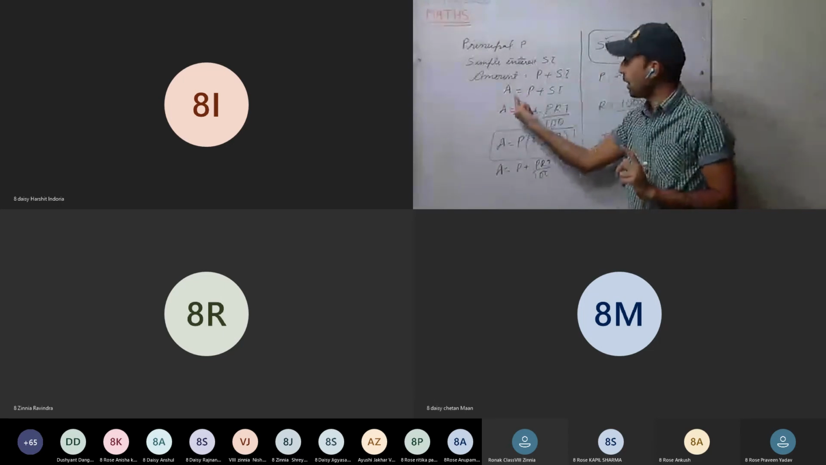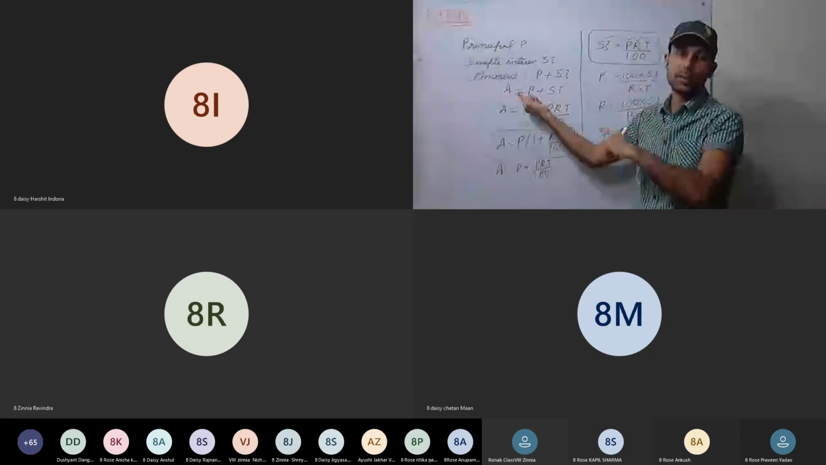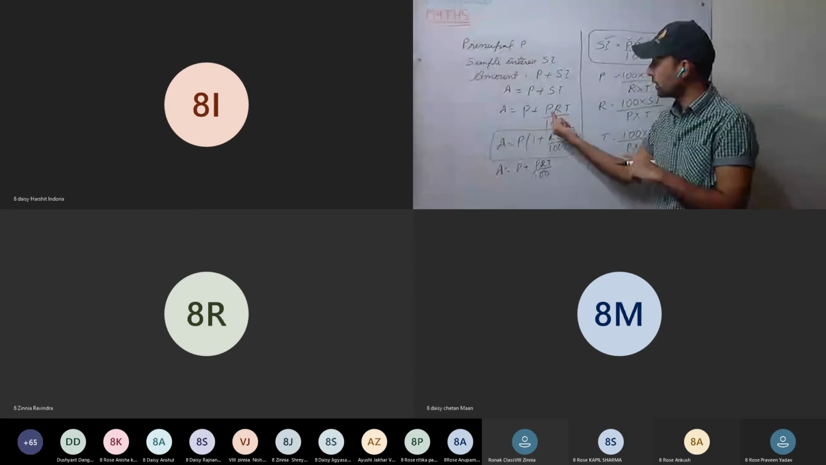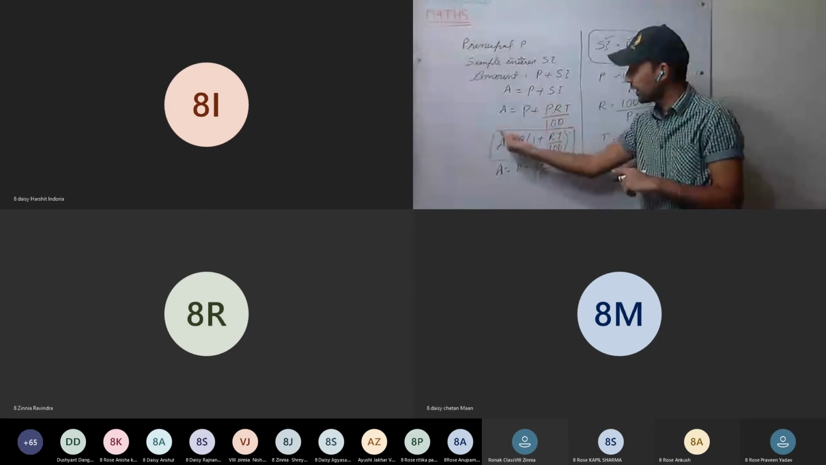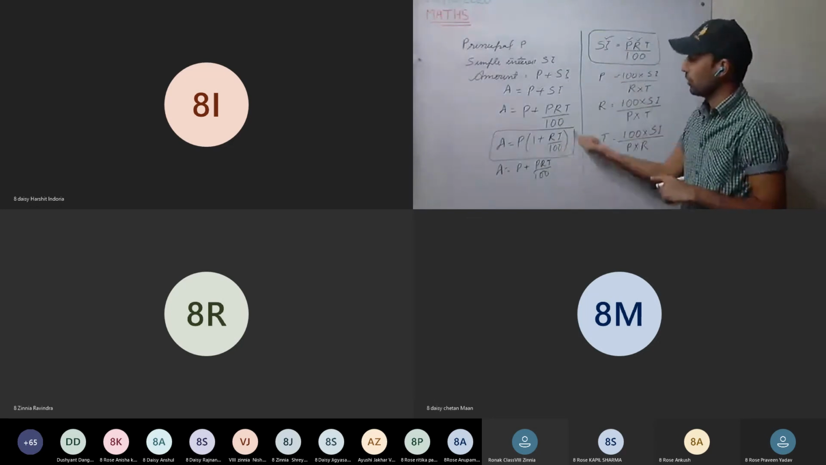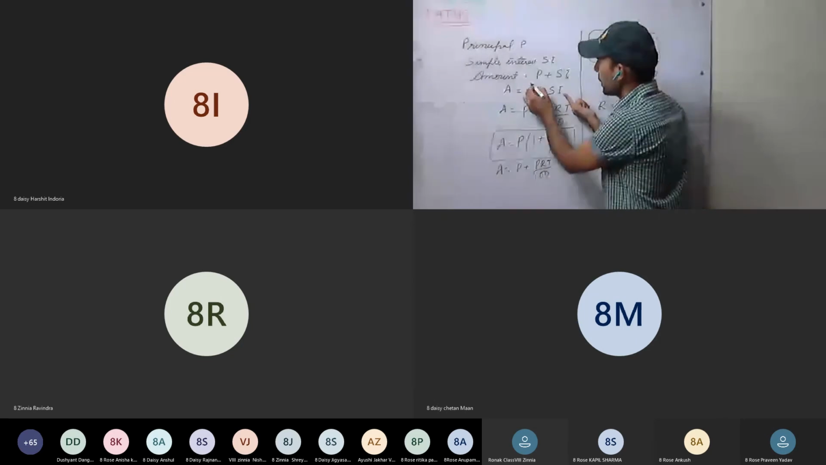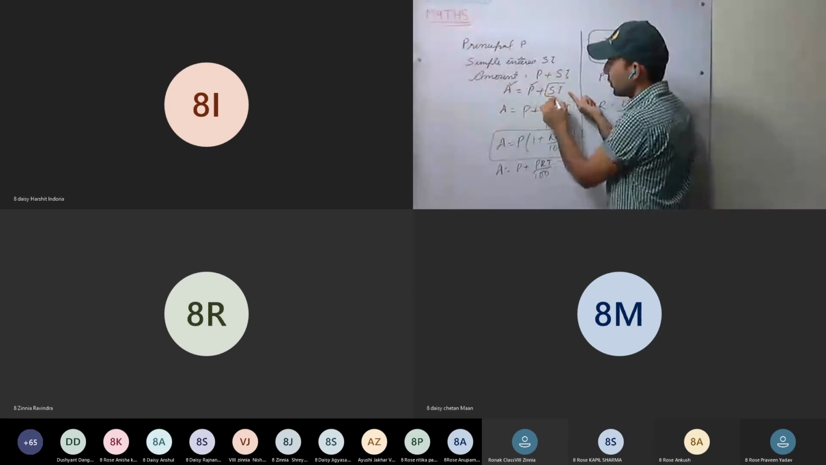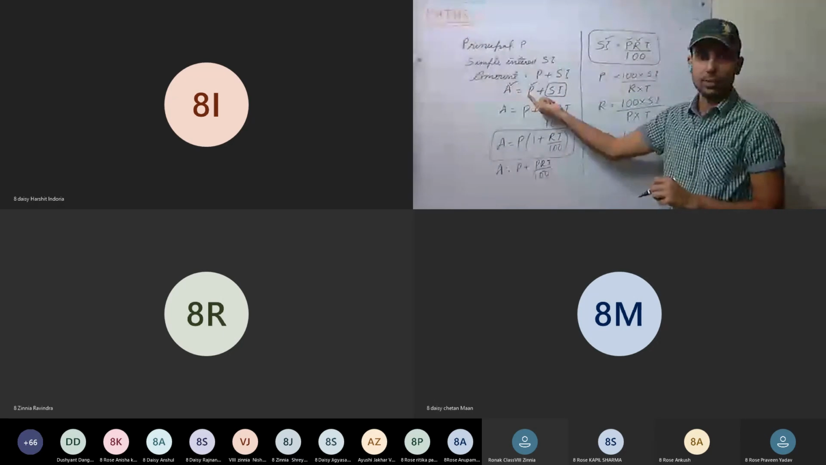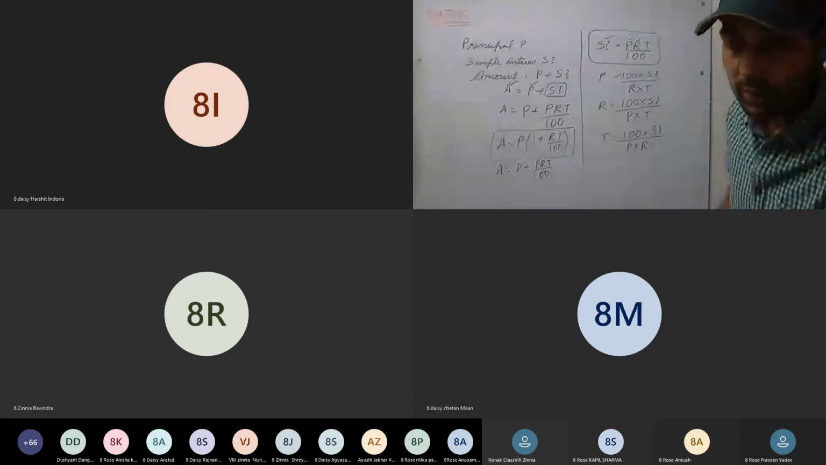Now see here, amount equals P plus simple interest. The total amount to be paid is the principal plus the interest on that principal. So amount equals principal plus PRT upon 100. Now we can take P common out: amount equals P into (1 plus RT upon 100). So only these two formulas we will be using. For example, if principal and amount are given, you can calculate simple interest as amount minus principal. So only these two formulas we have to remember. Now we do the second question.